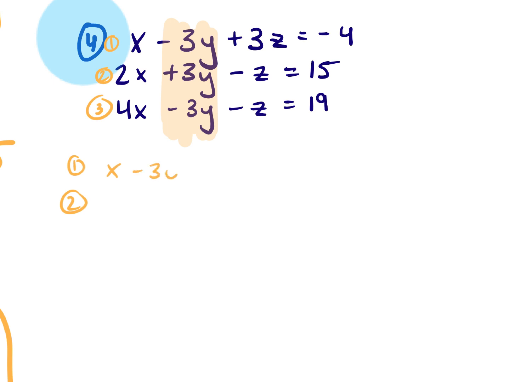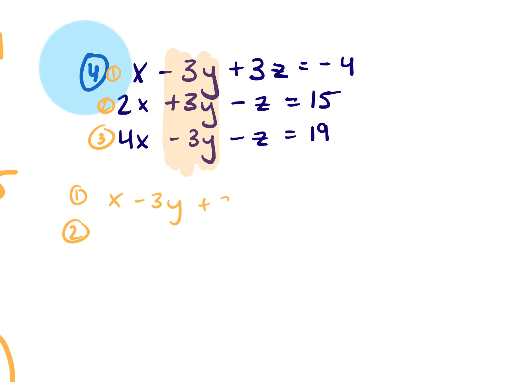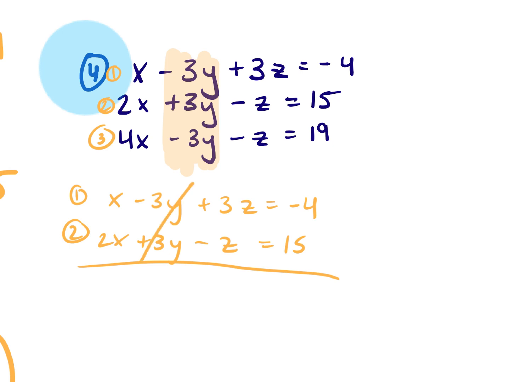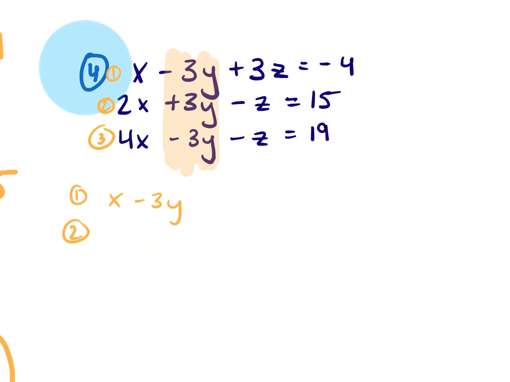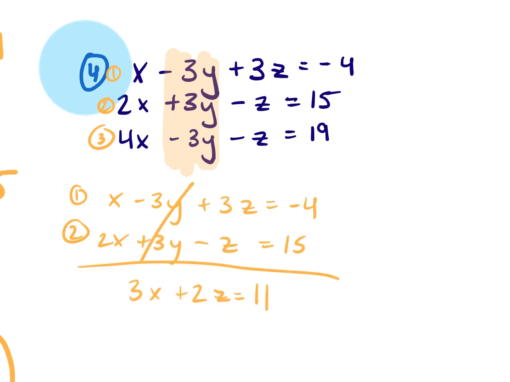X minus 3y plus 3z is equal to -4, and 2x plus 3y minus z is equal to 15. Do the y's cancel? Yep, so 3x plus 2z is equal to 11. What would I do next? You're going to do 2 and 3.